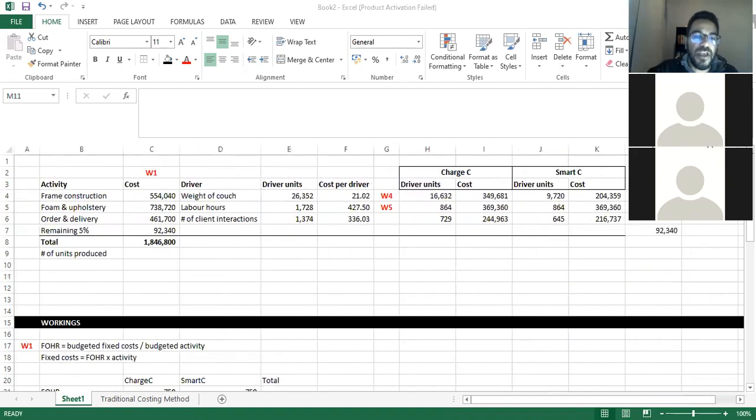Okay, so the last one, because it only came out to be 95, right? All we'll just have to do, we will assume that 5%, because it is so insignificant, we will base it simply on the traditional costing method. So remember that the traditional costing method is based on labor hours. So we can just use the same labor hours that we calculated for the upholstery.